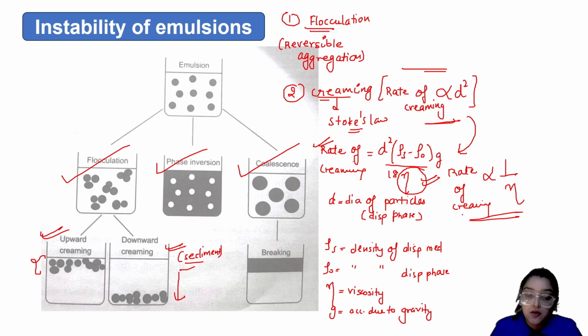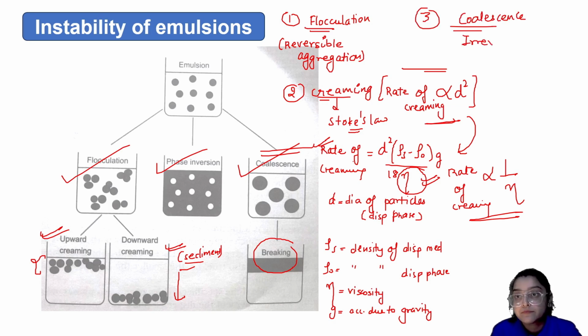Third is your coalescence. You can see here it is mentioned, which will ultimately cause breaking of your emulsion. This is actually a growth process during which the emulsified particles join together to form a layer. Alright, this will ultimately cause the emulsion to break, and the important point to note here, out of every other type that we have studied, is that this is the irreversible conversion. Alright students, this is the most important point to note.